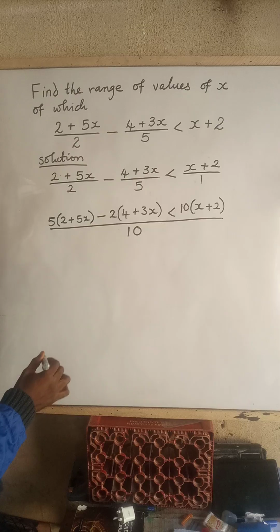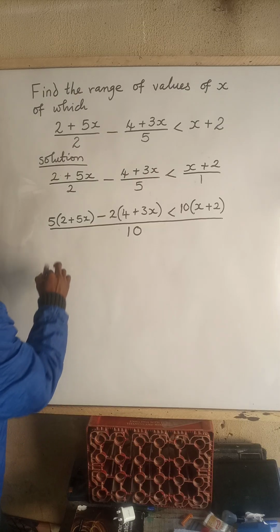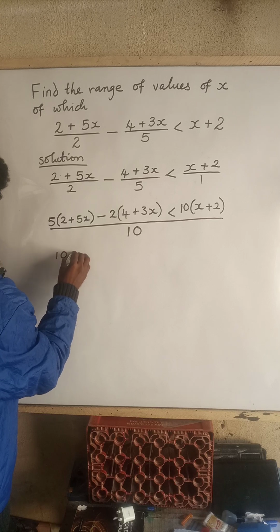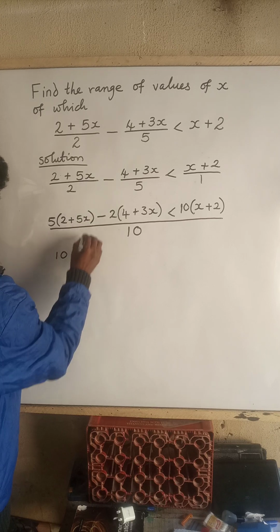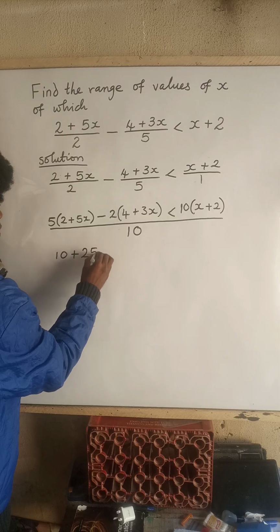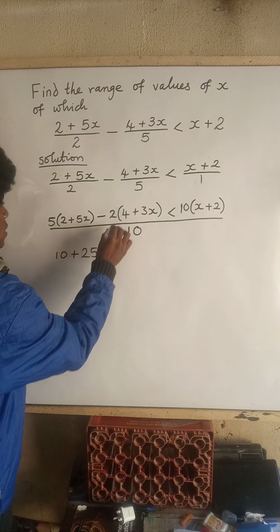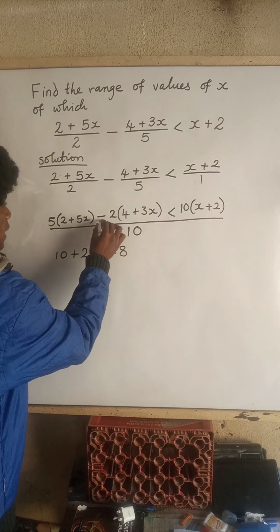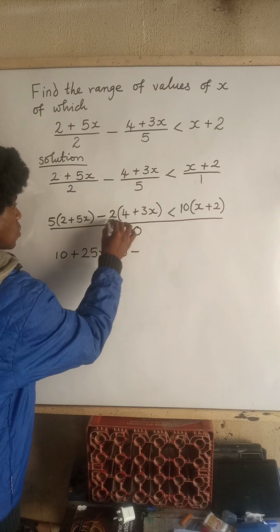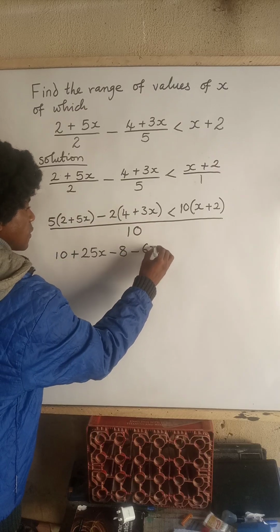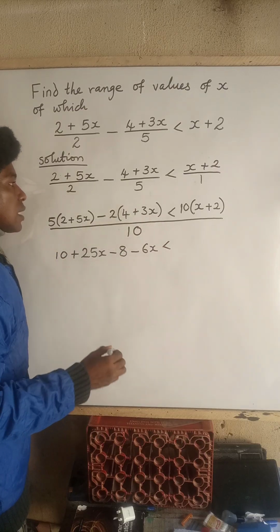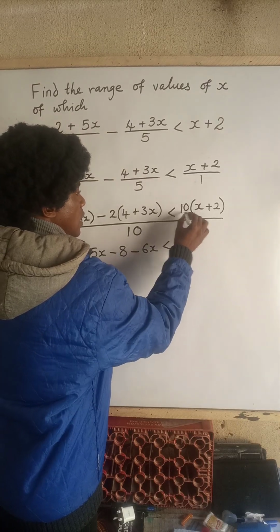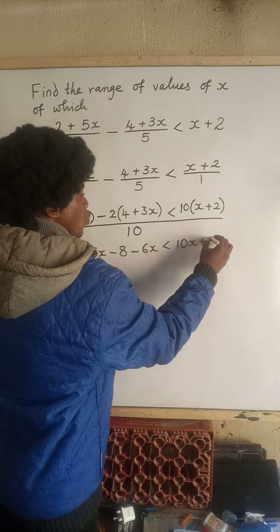In the next step, we will have 5 times 2, which gives us 10, plus 5 times 5x, which gives us 25x. Minus 2 times 4 gives us 8. Minus times plus gives us minus. 2 times 3x gives us 6x. Less than 10 times x gives us 10x, and 10 times 2 gives us 20.